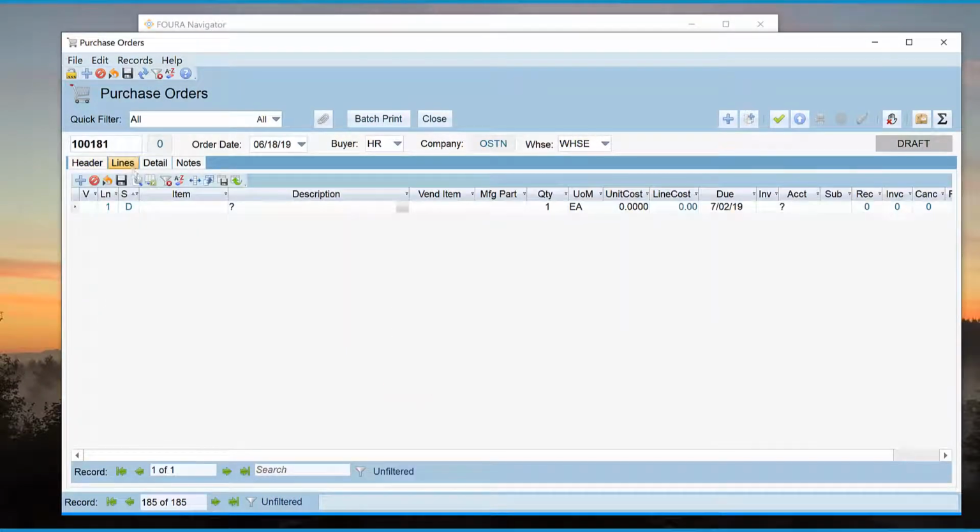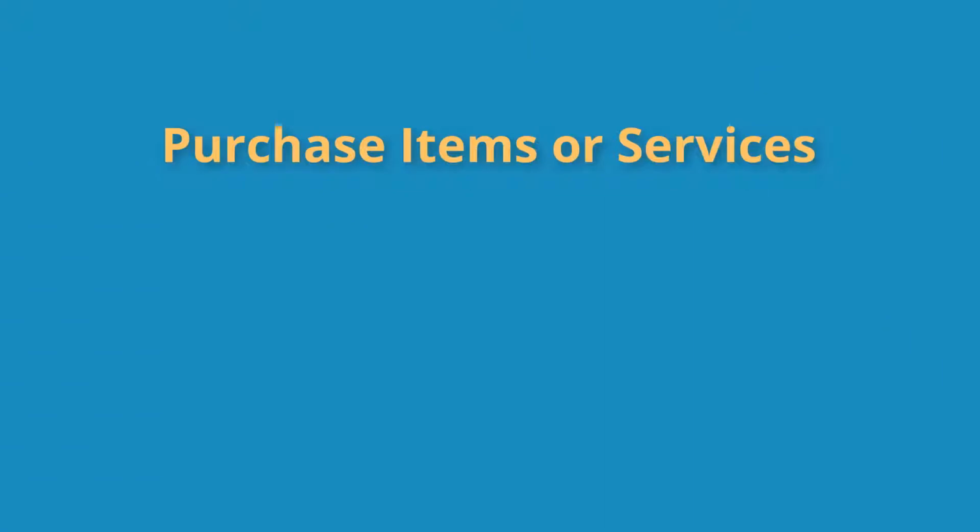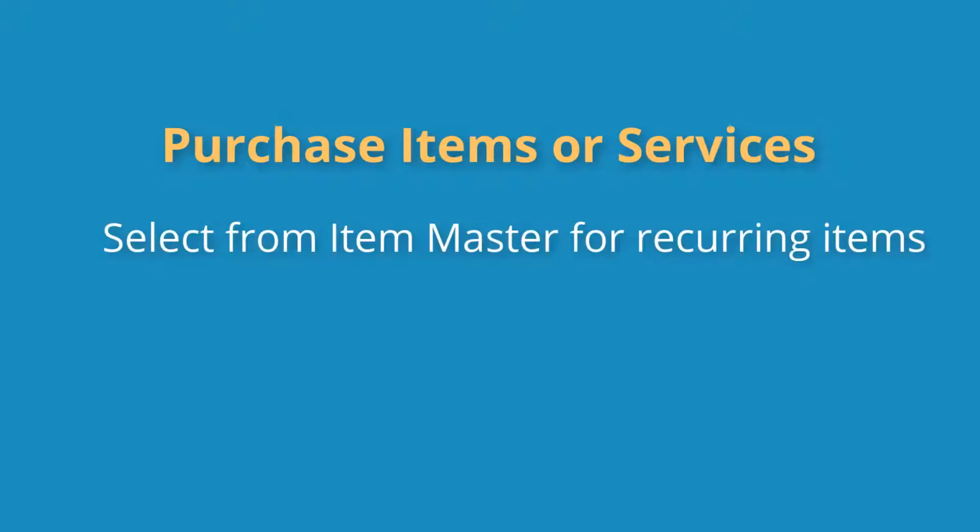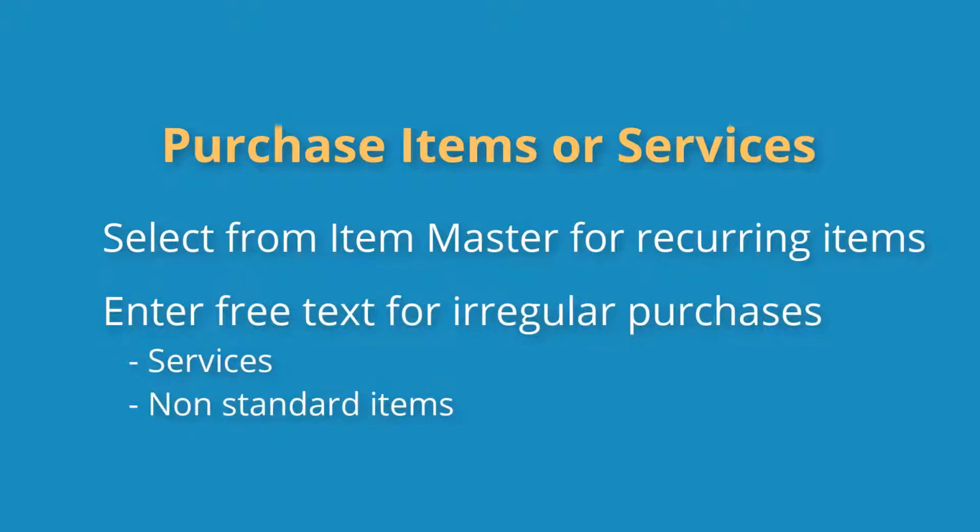Now we're ready to move on to the Lines tab and enter the items or services we want to order. Buyers can either select items that have already been set up in the item master, or they can enter information on goods and services that have not been set up. This facilitates those infrequent purchases of odds and ends that occasionally occur. We will enter both types so that you can see how this works.